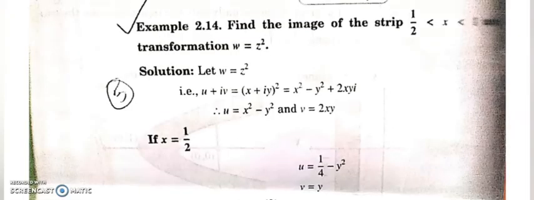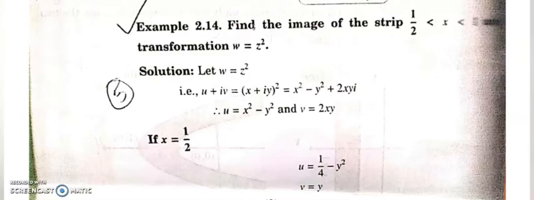Next question, find the image of y is equal to a, a is greater than 0, under w is equal to z square. You can try this on your own. Instead of x, you have to take y is equal to a. Find out x, substitute it here, and you can continue with the solution. Okay, next example.